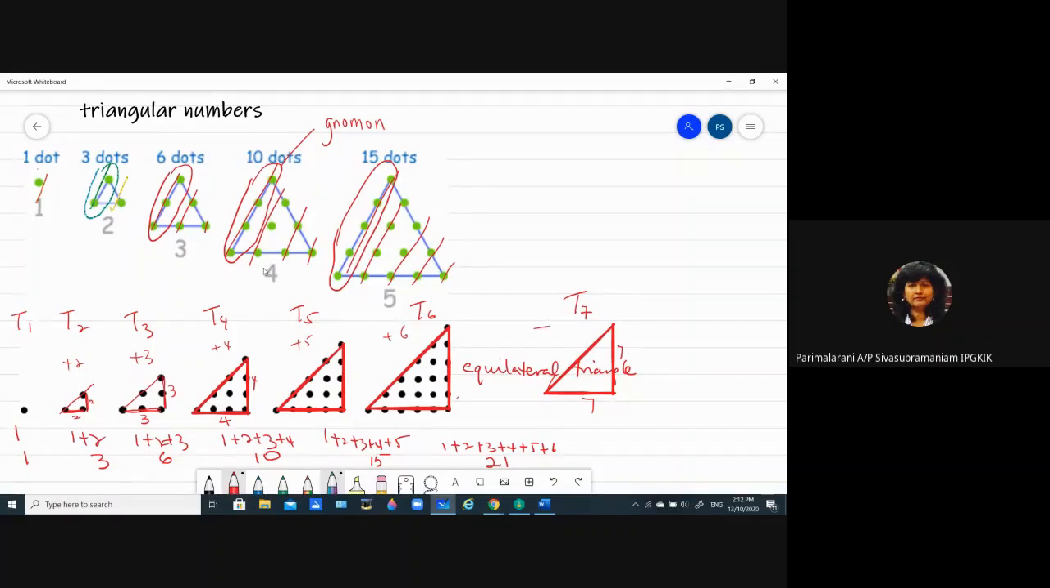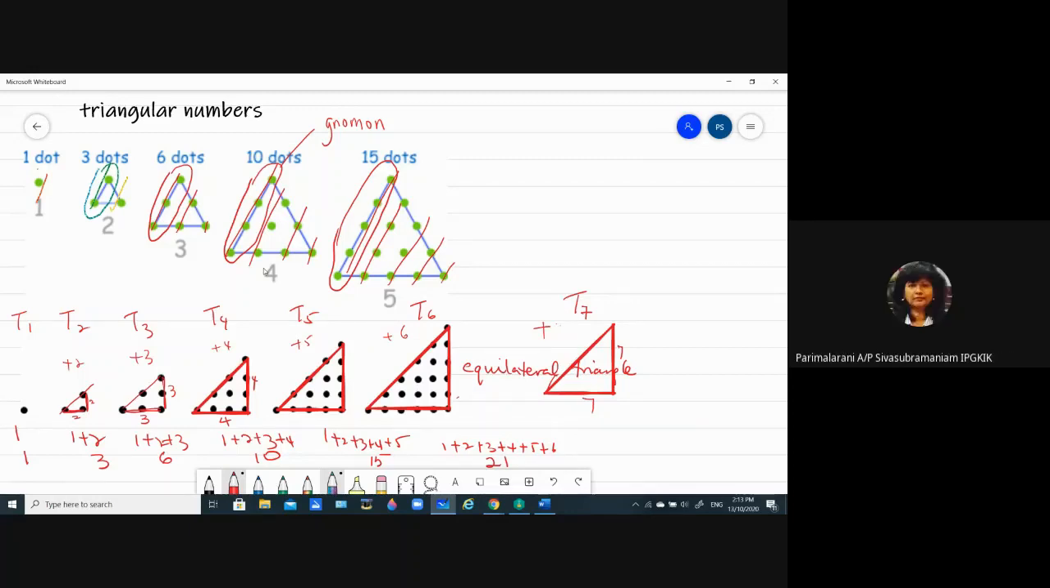Plus how much here? We are adding one new row of how many dots? For the 6th triangular number, we add one row of 6 dots. For the 5th triangular number, we add one row of 5 dots. For the 7th triangular number, we add one row of... how many dots? 28. Okay, let's look at this number again.